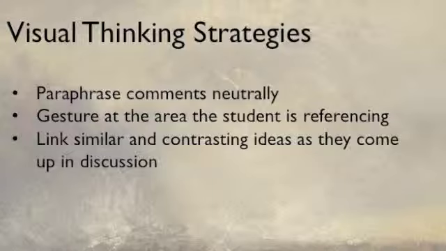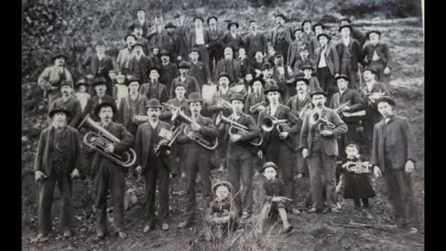While facilitating a discussion, be sure to paraphrase comments neutrally. So don't say "great comment," because no one wants to be the person who says something and doesn't get the "great comment" response. You also want to point out the area being discussed by students with your hand. This reinforces the connection between what they're saying and what's visually within the image. And also link similar and contrasting ideas as they come up in conversation. So let's practice this a little using this example.